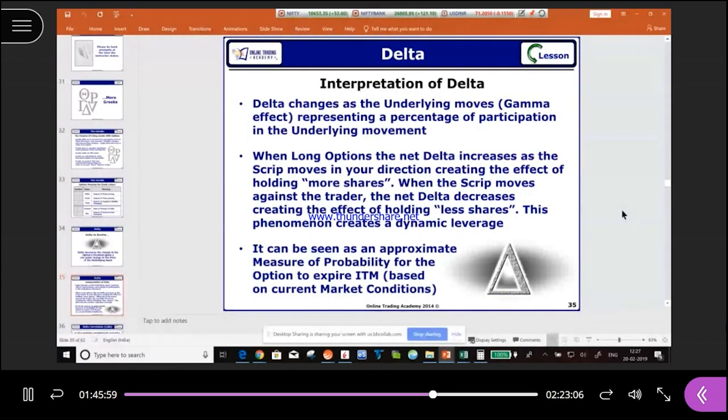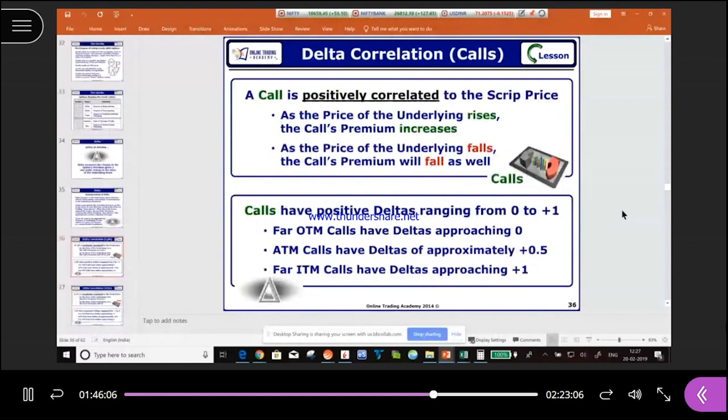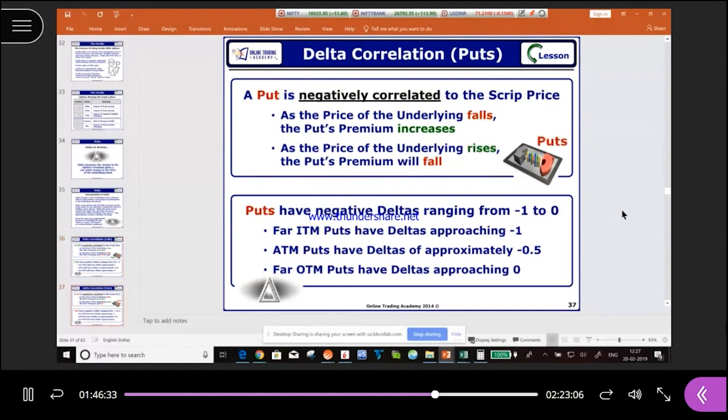And it can be seen as an approximate measure of probability for the options to expire in the money based on current market conditions. A call is positively correlated. As the price of the underlying rises, the call premium rises. As the price of the underlying falls, the call premium falls. Calls have positive deltas ranging from 0 to plus 1. Far out of the money calls will have deltas approaching 0. Far in the money options will have deltas approaching plus 1, and at the money will have a delta of approximately 0.5.